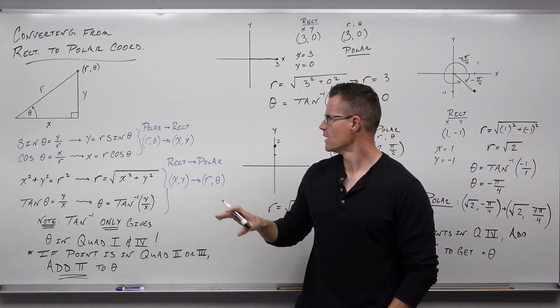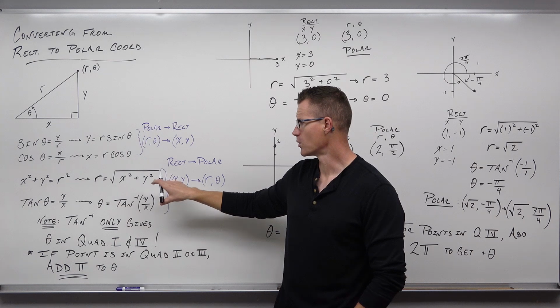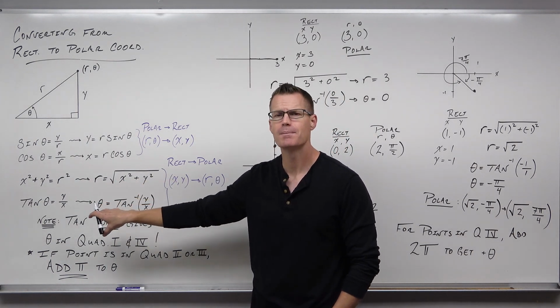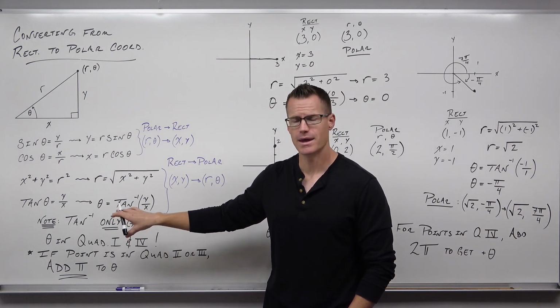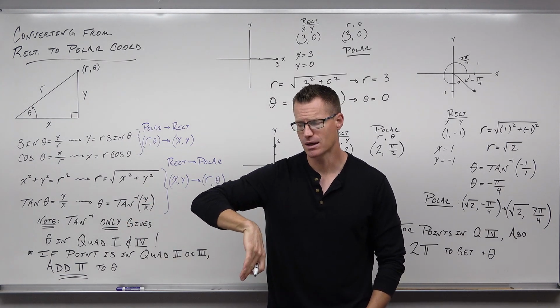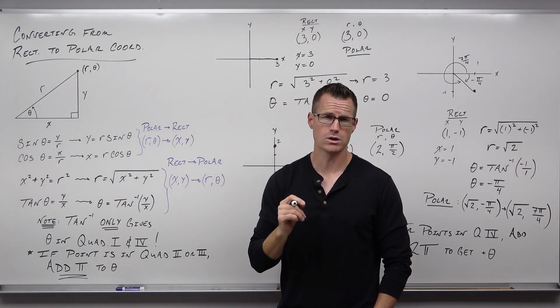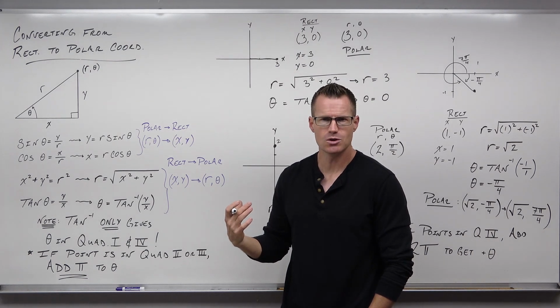I hope you're seeing why we're using these two things to get from rectangular to polar, because it relates x and y to r, and it relates x and y to theta. I hope you're seeing the issue that we have with tangent inverse: because it only gives you angles in quadrants 4 or 1, negative pi over 2 to pi over 2, there's a little bit more work to do. That's why I said it's a little bit harder in the last video, and it is. You do have to think about it.